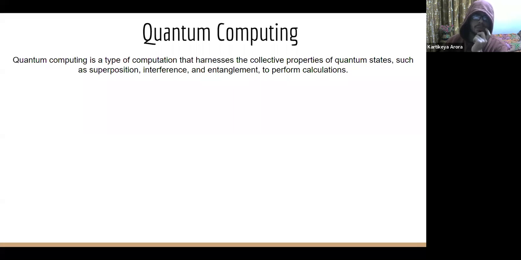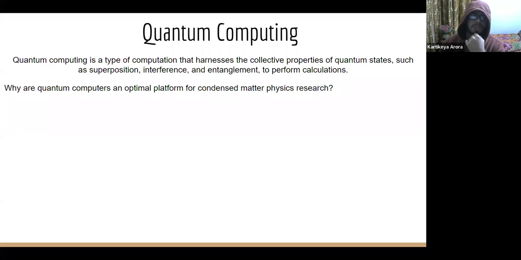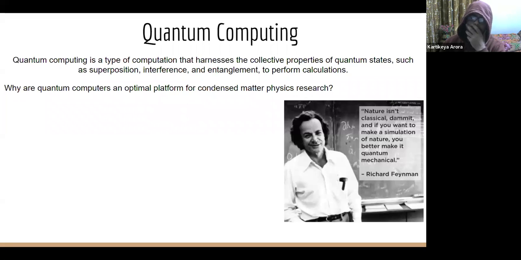So we move forward to the second part of the talk, which is quantum computing. Quantum computing is a type of computation that harnesses the properties of quantum states, such as superposition, interference, entanglement, etc., to perform calculations. One of the questions would be why quantum computers are an optimal platform for condensed matter physics research. The answer was given by Feynman: nature, in fact, is quantum in nature, right?